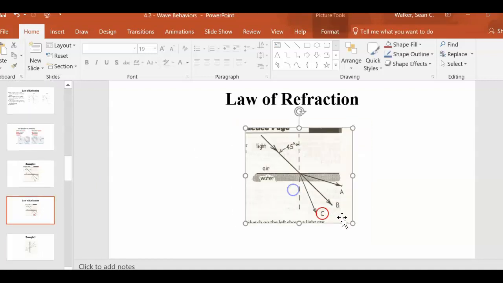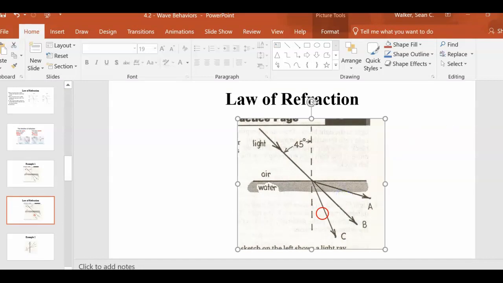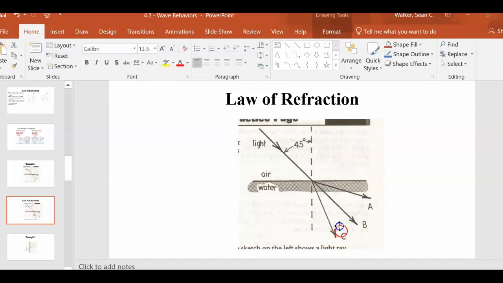Okay, so the answer there is C. Because you're going from air into water, you're going into a medium that's more dense. It's going to end up closer to the normal, on the side that's more dense. Now, if it was going from water to air, then it would be different. Then it would probably be A. But the answer there should be C.